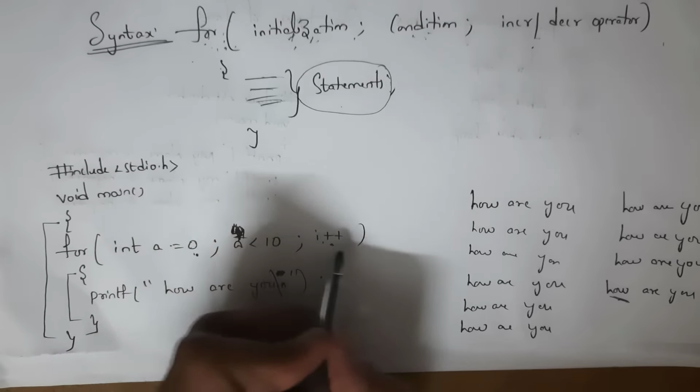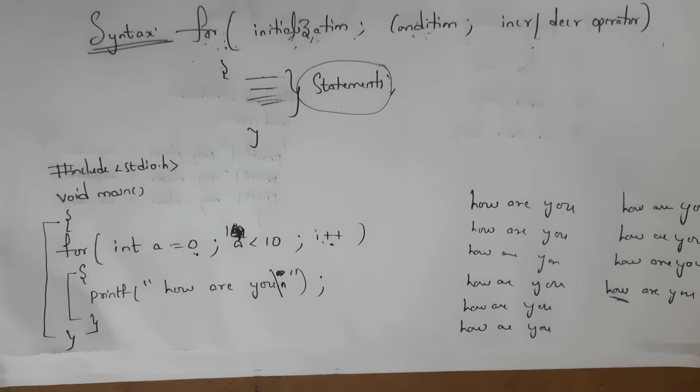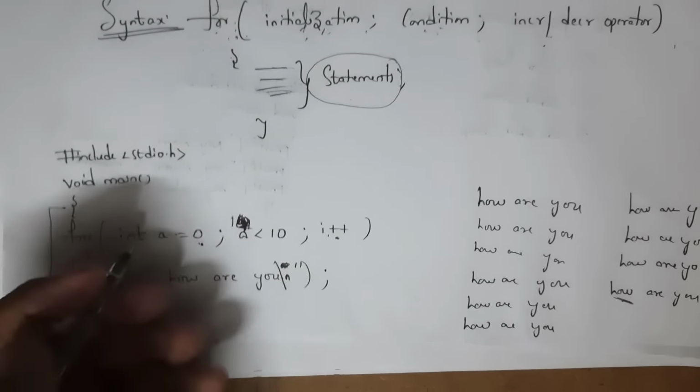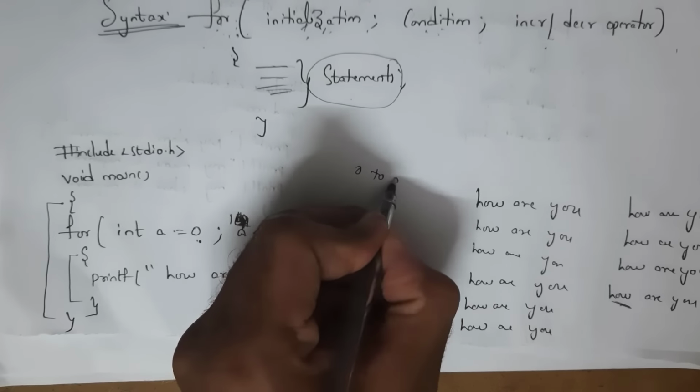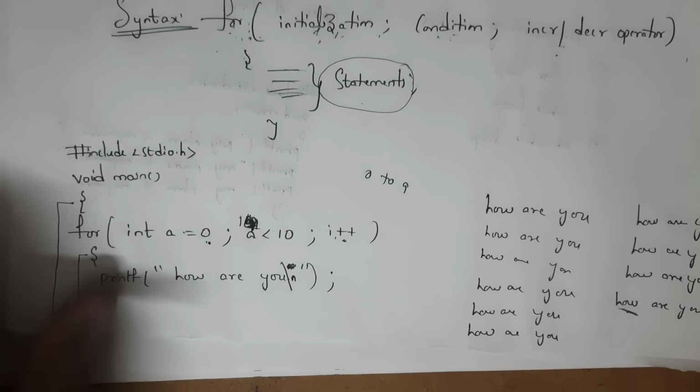After incrementing value 9, I will get 10. 10 is not less than 10. 10 is equal to 10. This condition is not satisfied. So it will stop this loop. So starting from 0 to 9, a total of 10 times I will get output how are you. This is a C program for loop.